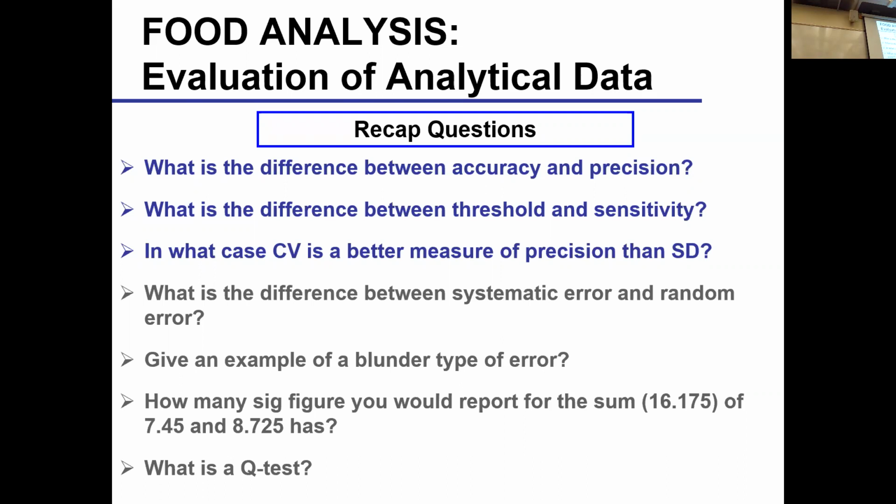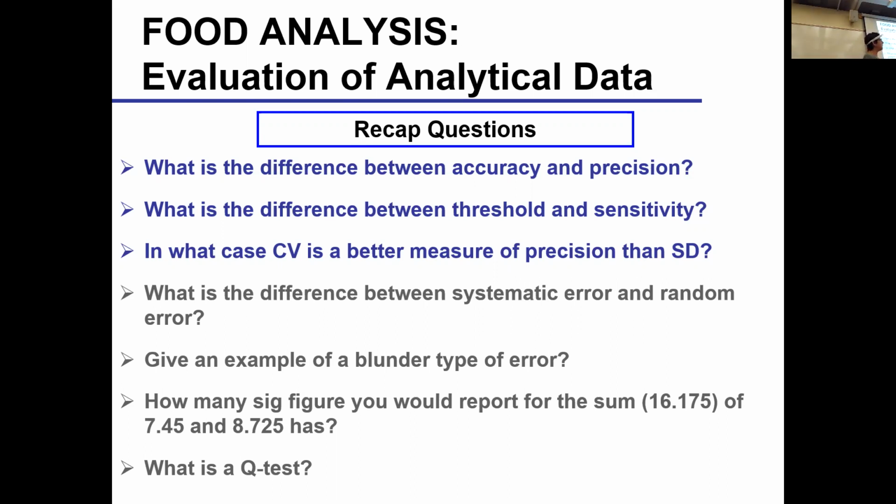Very good. So, yes. To repeat what Zoe said, accuracy is how close your result is to the true value, how accurate it is. And we usually assess that by percent relative error. And we said last time, percent relative error less than 10% is considered good. Anything less than 5% is considered excellent.